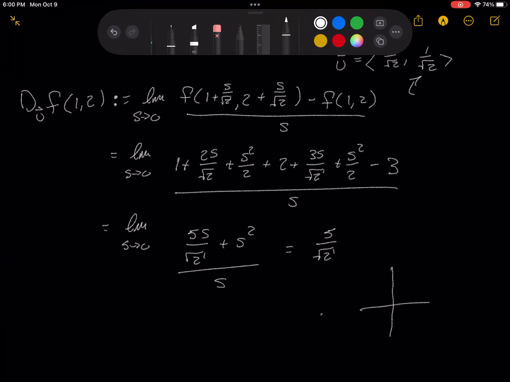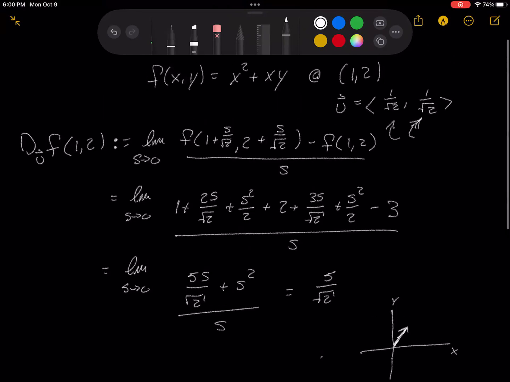Meaning that, in fact, this is a bird's eye view of the function, right? There's my x-axis, there's my y-axis, that's my domain, it's 2 dimensions. If I travel in that direction, that exactly bisects my x and my y plane, because these have the same norm. So as I travel in this direction, my function is increasing at a rate of 5 over root 2 every unit movement in that direction, at least at this point.